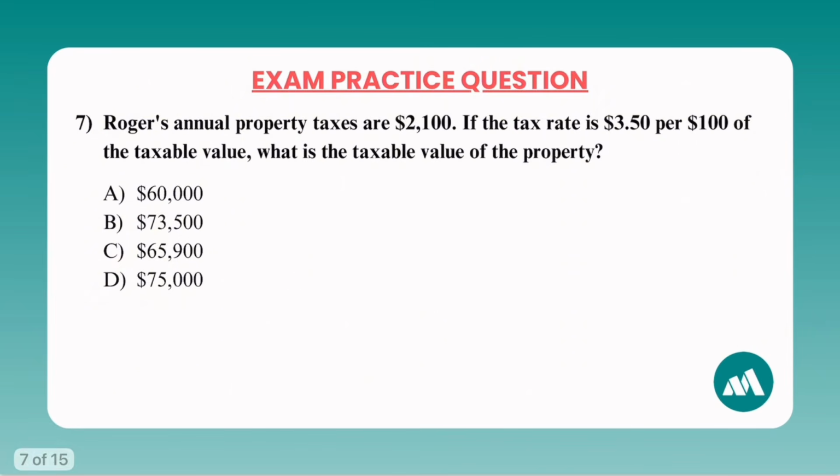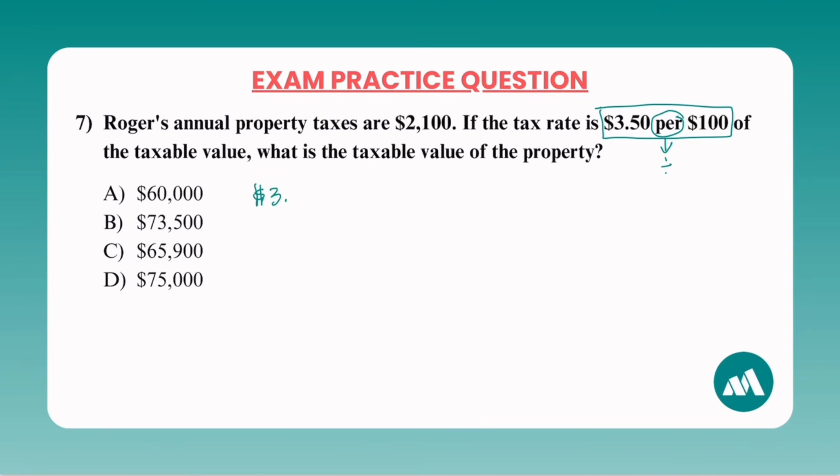Number 7. Roger's annual property taxes are $2,100. If the tax rate is $3.50 per $100 of the taxable value, what is the taxable value of the property? Just like we discussed in the previous question in number 5, remember that this has the word per in it, which means divide. So let's do that.